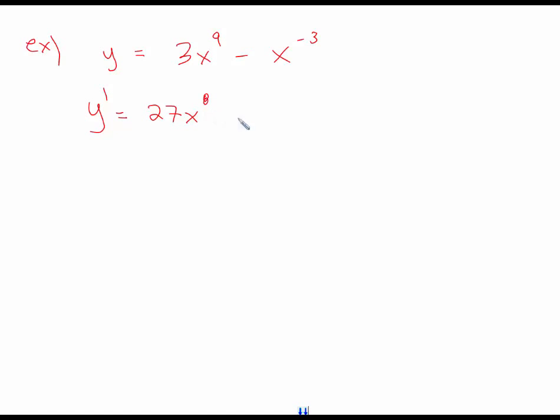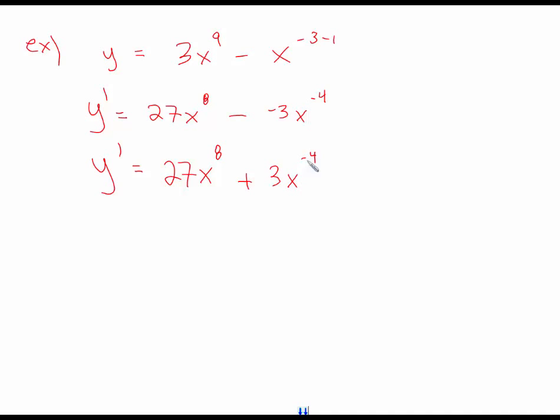27x to the 8th minus, and here's where you have to be careful. You have a minus, and when you multiply here, you get a negative 3, right? Pretend there's like a 1 here. It gives you negative 3x to the, when you subtract 1, you get negative 4. So a negative is going to make this positive. So y prime is going to equal 27x to the 8th plus 3x to the negative 4th.